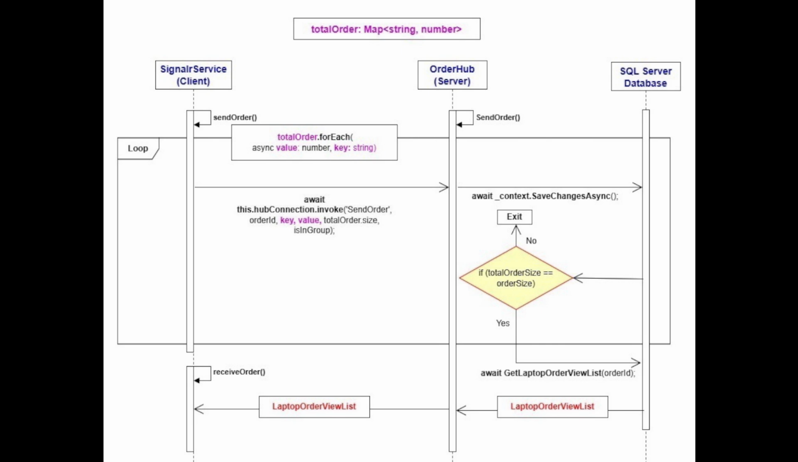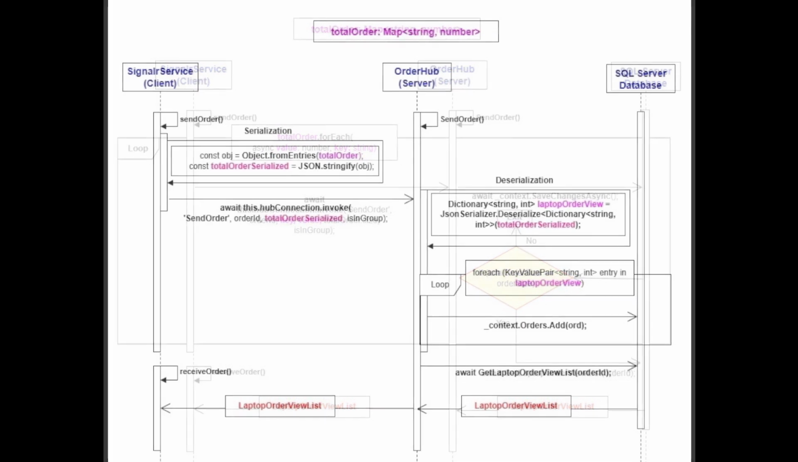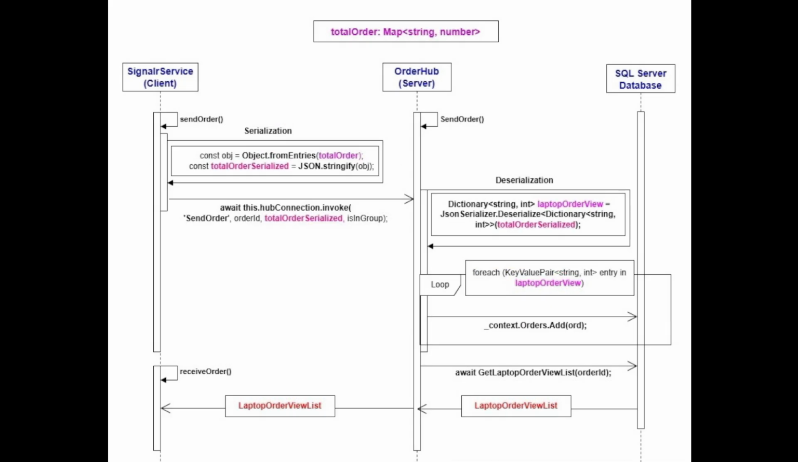When the counter value is equal to the map object size, it means that all the data from the order has been transferred, and we send a request to the database to get the order details in the laptop order view list object. This object is sent to the client function receive order. To optimize data transfer, we can use map object serialization to transfer it as a whole to the server side, in order to use only one request to the server per order, and use the for each loop only on the server side to insert data into the SQL Server database.